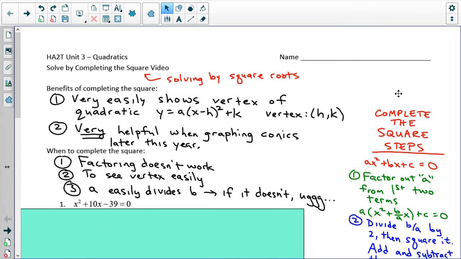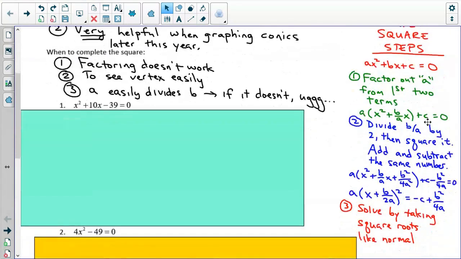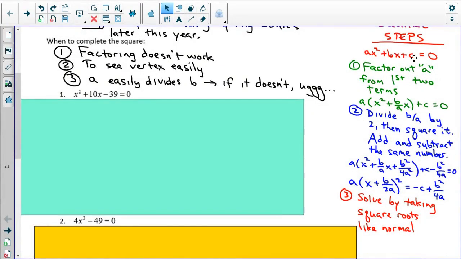We're going to solve by completing the square in this video. This is our third solving video. Hopefully we have taken care to learn the completing the square steps, but I'll review them one more time. So if we have ax squared plus bx plus c equals 0, it actually should be a little bit easier than if it was equal to y.